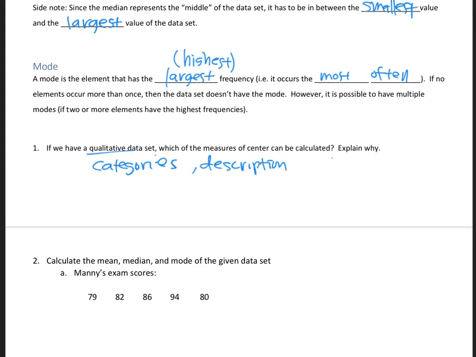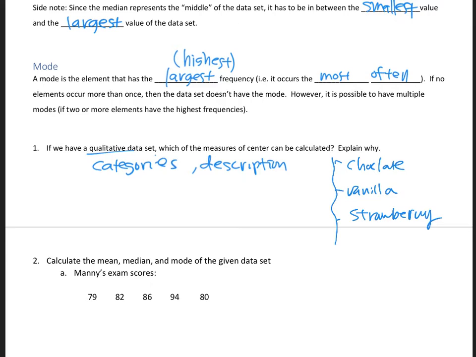So for example, let's say you have ice cream flavors, chocolate and vanilla and like strawberry, I don't know, right? So in order to calculate the mean, you have to add them up and divide by 3. So how do you add chocolate, vanilla, strawberry, divide by 3? What do I get? I don't know what that is. So here we cannot calculate the mean.